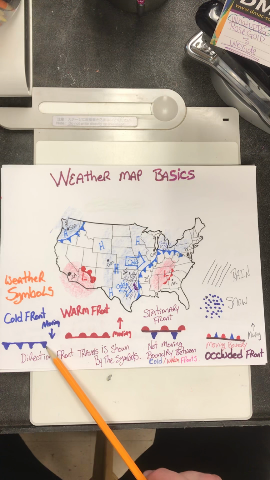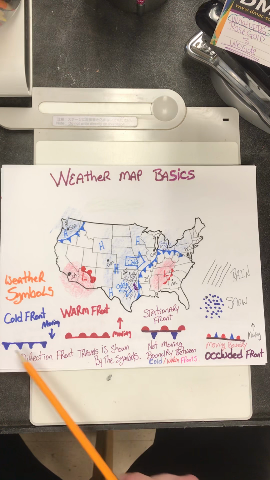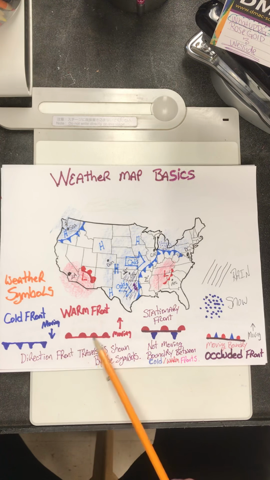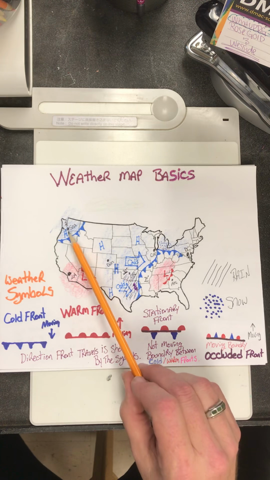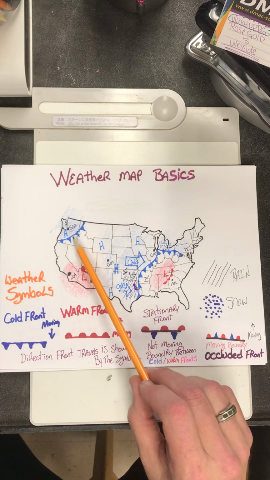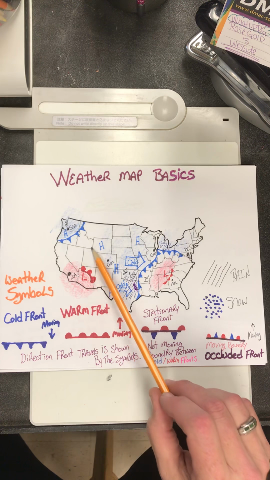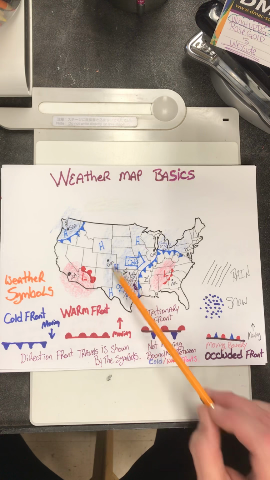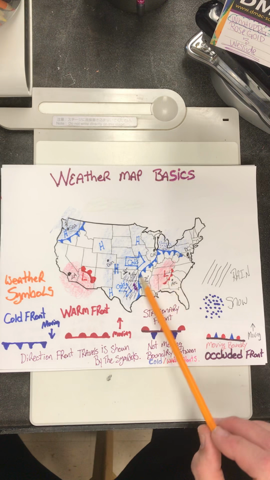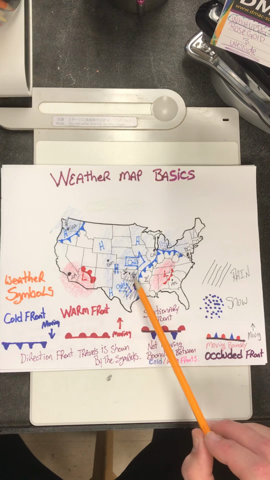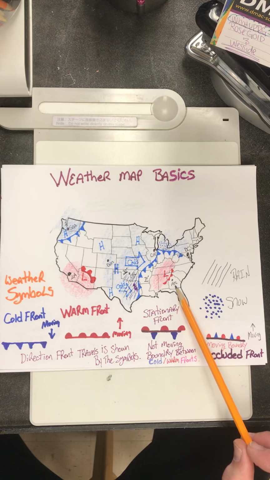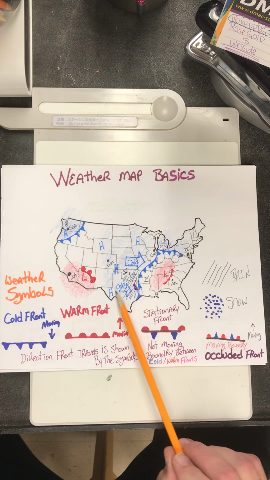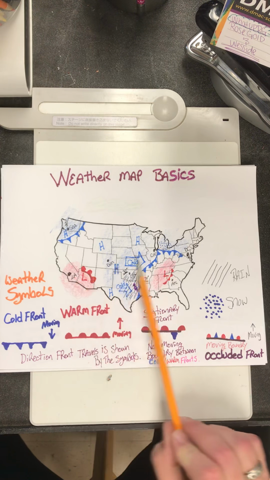But note that the triangles and the half circles here are telling you which direction the front is moving. This front up here, leaving Seattle in the northwestern United States, is heading down towards Denver. It's going from Seattle to Denver. This front right here has gone from Denver to Oklahoma City and is heading for Atlanta. So your cold air mass is moving in this direction across the United States.